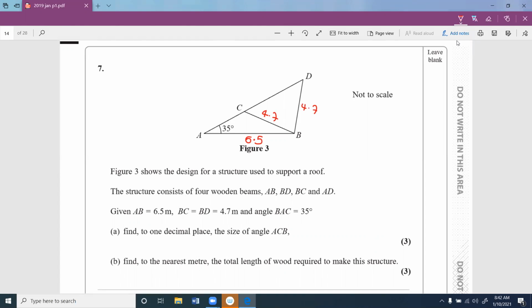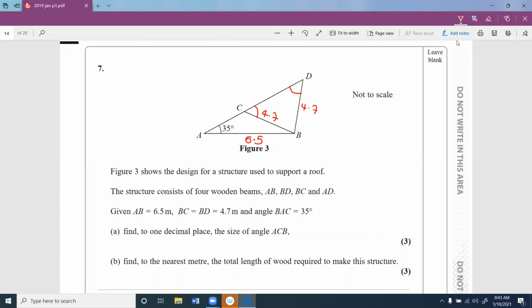Since these two sides are 4.7, obviously we should understand that these two angles become similar. Those are a little bit of geometry we should understand when learning this kind of question. It's better if you mark these facts, then you get some extra support for certain questions. Whatever the diagram, just mark these facts. It will make it much easier for you to understand the situation. Another fact they have given is BAC is 35, already marked. Find to one decimal place the size of the angle ACB.